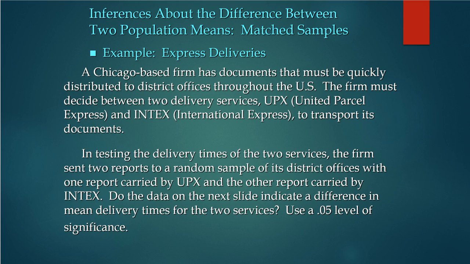A Chicago firm has documents that must be quickly distributed to a district office throughout the U.S. The firm must decide between two delivery services, UPX and Intex, to transport their documents. In testing the delivery times of the two services, the firm sent two reports to a random sample of its district offices, with one report carried by each of the different services. Does the data on the next slide indicate that there's a difference in the average delivery times for the two services using a 0.05 level of significance?